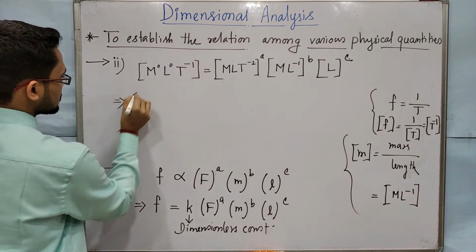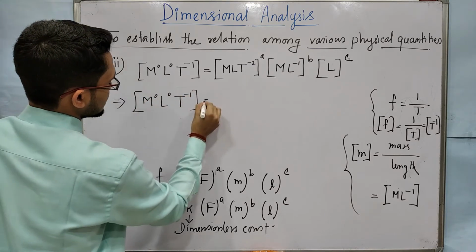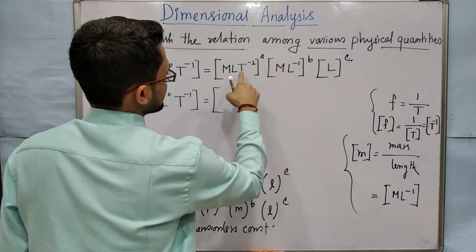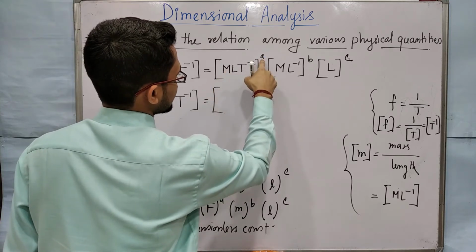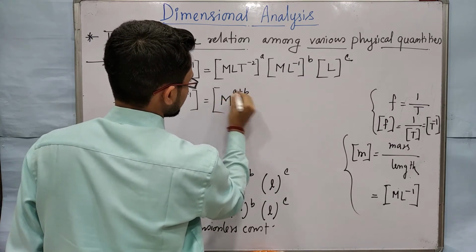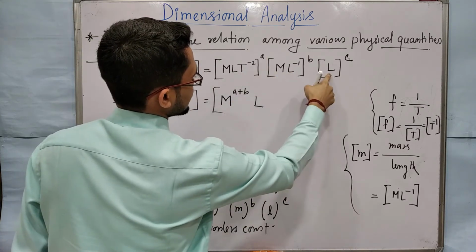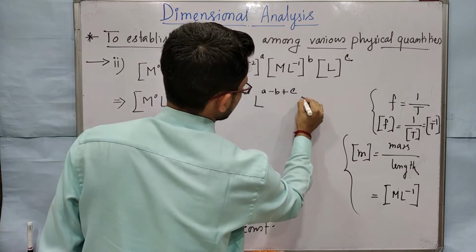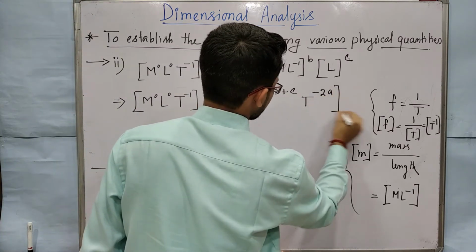Okay. So on the left side it will be M0, L0, T minus 1. Now here it will be M to the power A, L to the power A, T to the power minus 2. So here 1M, here 1M. That means M to the power A into M to the power B, so it will be M to the power A plus B. Then L to the power A, here minus B, here C. So A minus B plus C. Then T, here minus 2A only. So minus 2A.